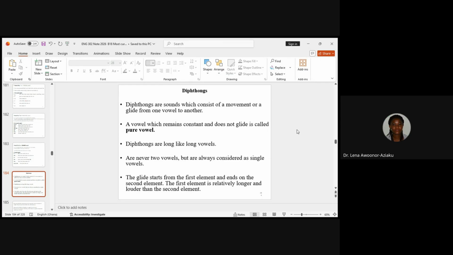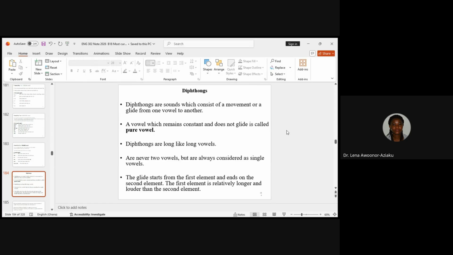So we have diphthongs, which are sounds which consist of a movement from one vowel to another. They are glides. We call them glides because you start from one vowel quality and then end on another vowel quality. So it's a combination of two pure vowels that are pronounced as one vowel in English.